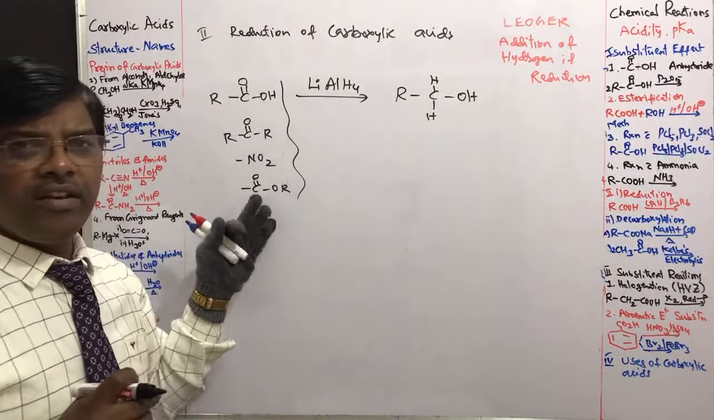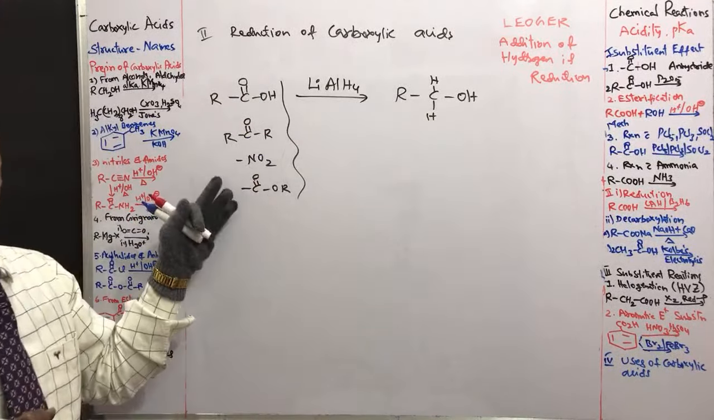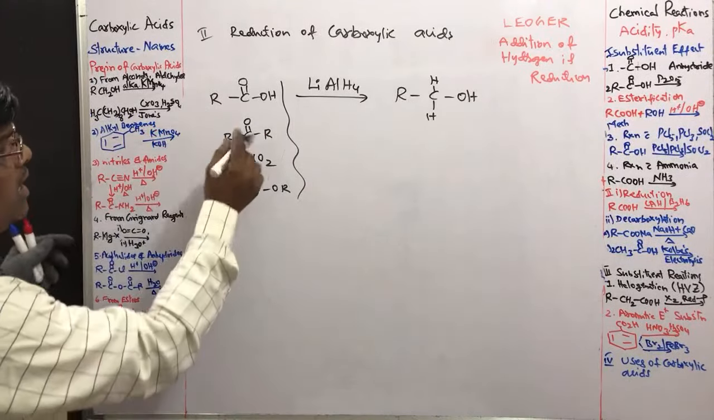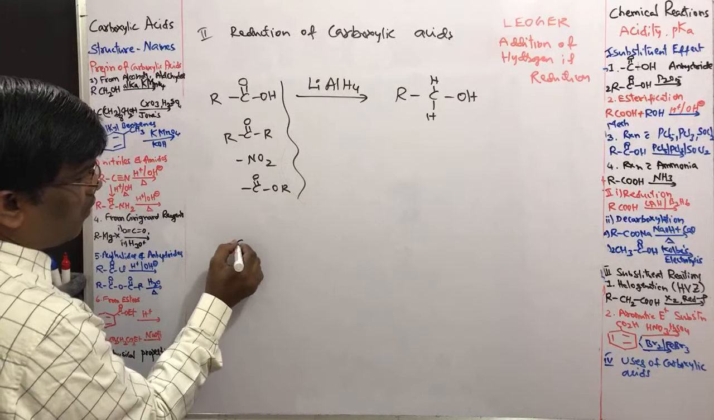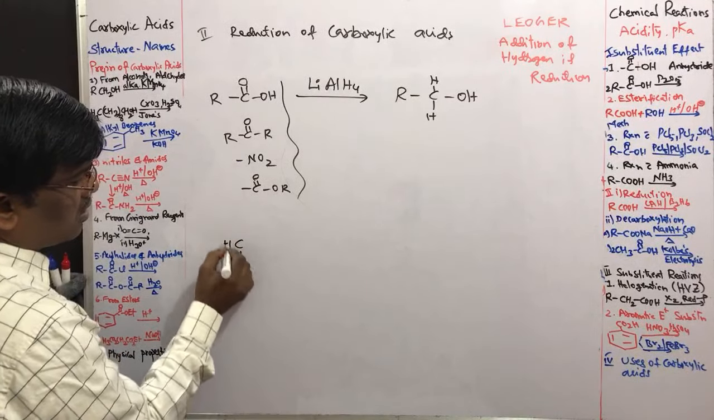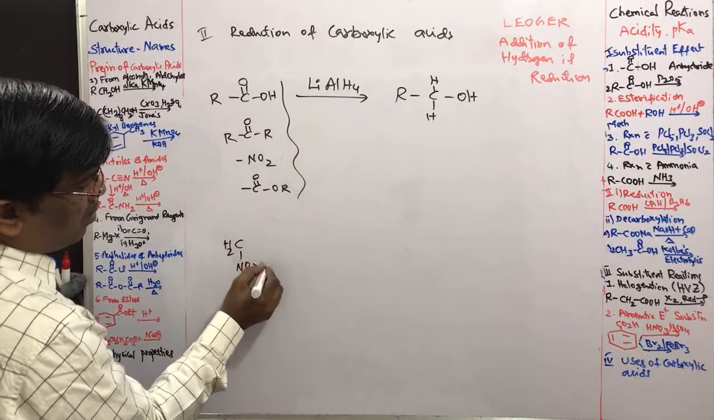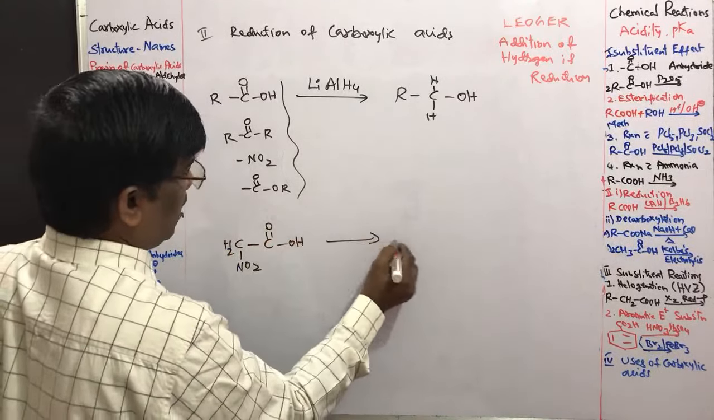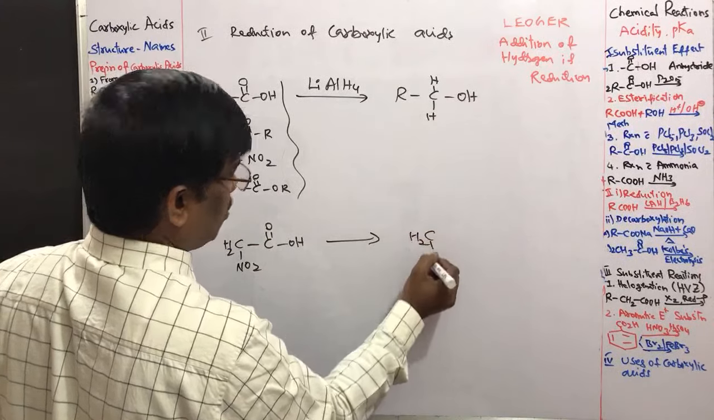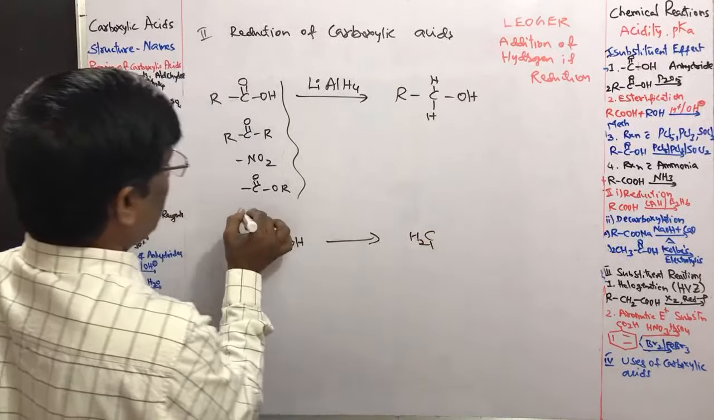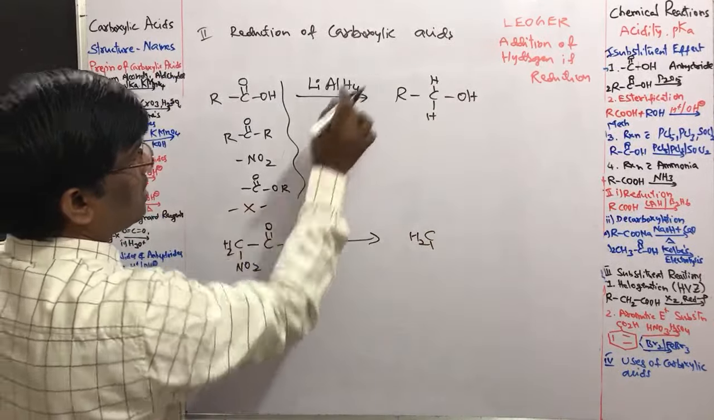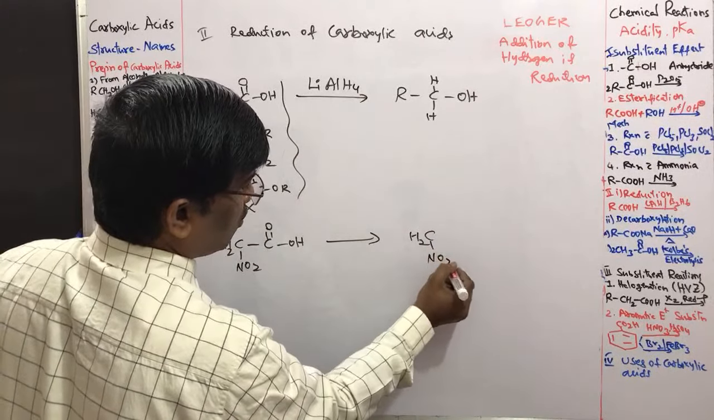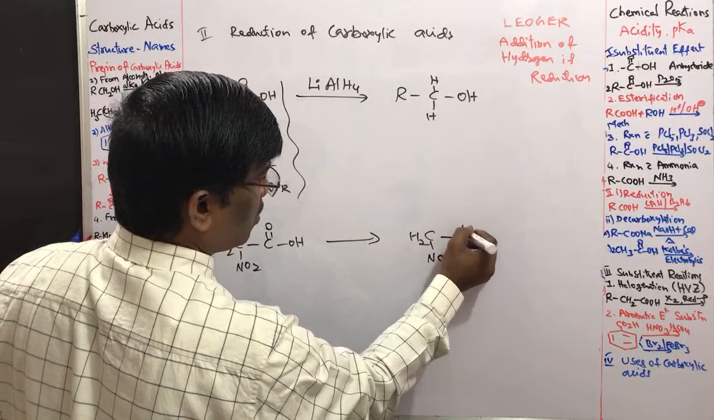So if you are doing some synthetic work, imagine that in your starting material there is a nitro compound, for example CH2, nitro and COOH, and you are in need of this compound, and halogen also. LAH also reduces halogen. And nitro, you are in need of this compound.